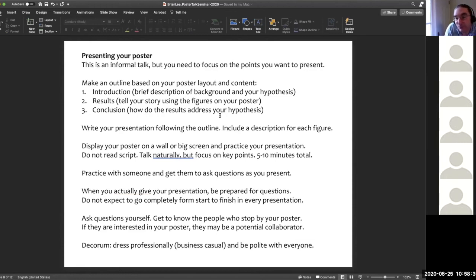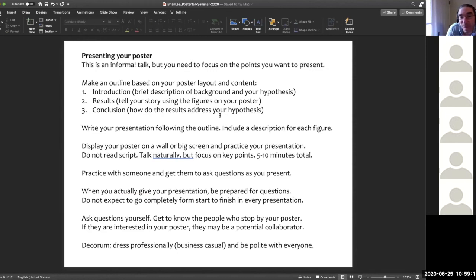What I recommend doing, especially the first time you've presented a poster, is write up an outline based on your poster layout. Once you've got your poster done, take a look at it and put together an outline. The 3 key points in that outline are the introduction, the results, and the conclusion. Within each of those points, expand out the outline to look at what the key points are that you want to focus on for each of those.